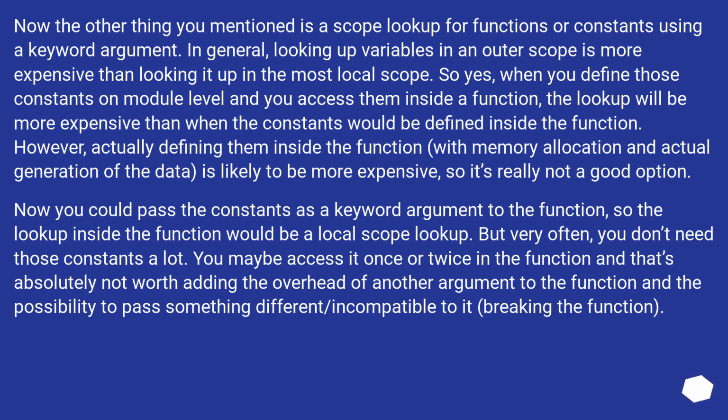Now you could pass the constants as a keyword argument to the function, so the lookup inside the function would be a local scope lookup. But very often, you don't need those constants a lot. You maybe access it once or twice in the function, and that's absolutely not worth adding the overhead of another argument to the function and the possibility to pass something different or incompatible to it, breaking the function.